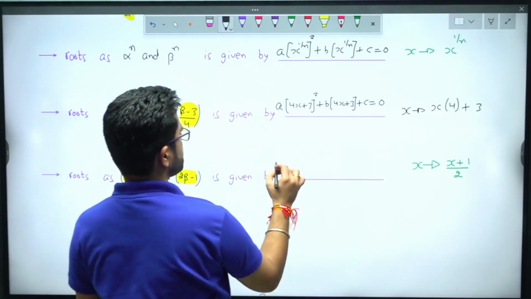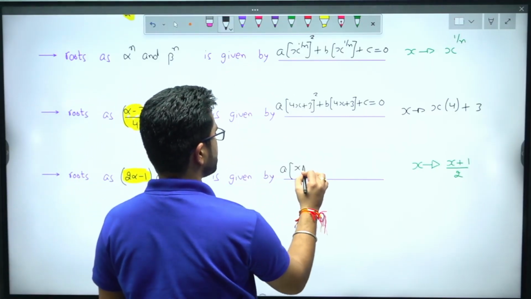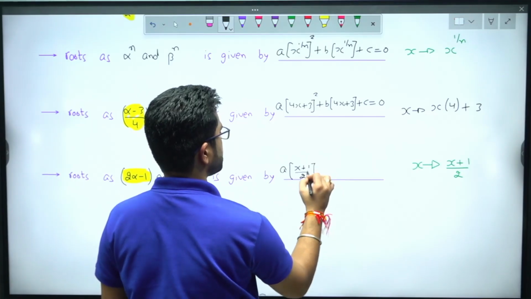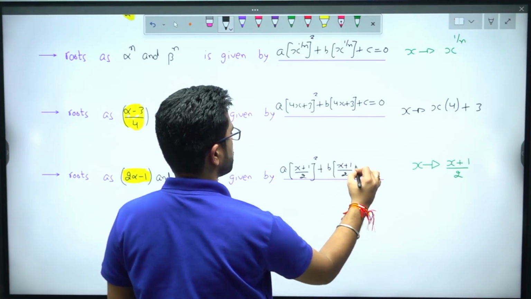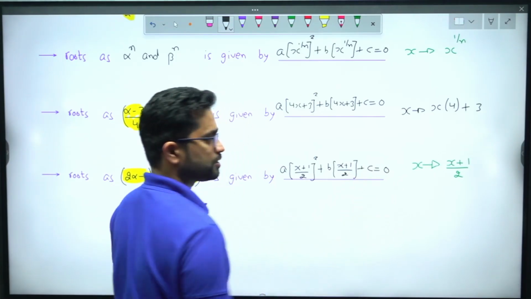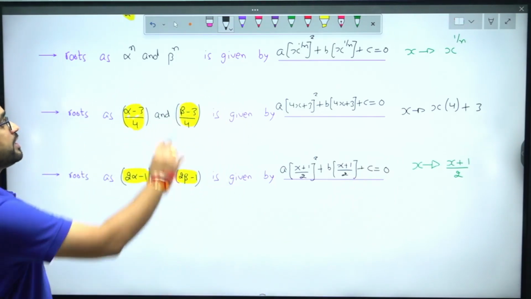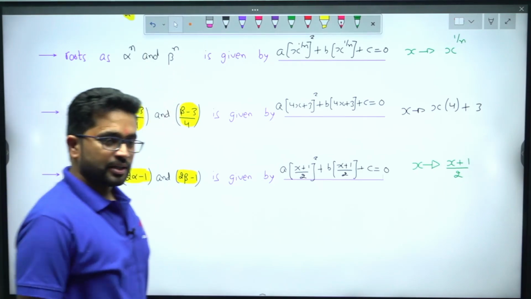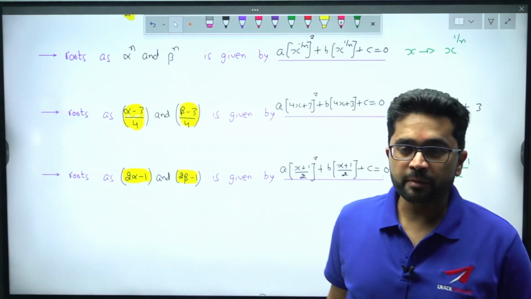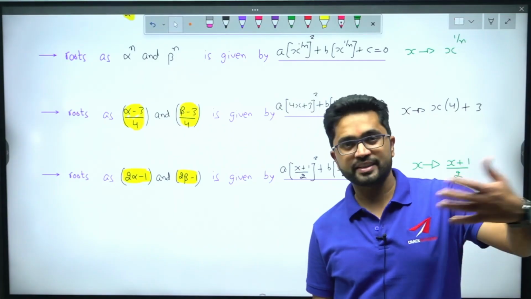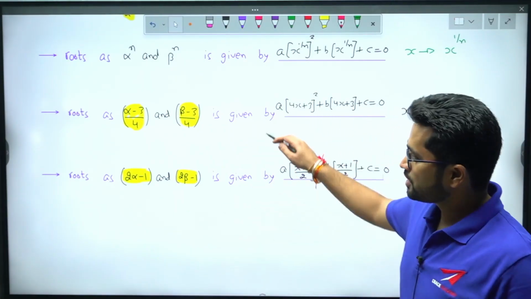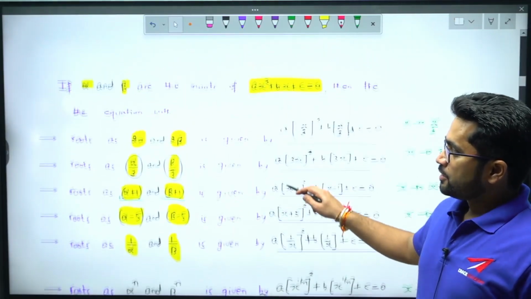So the required quadratic equation would be a times (x plus 1 by 2) whole square plus b times (x plus 1 by 2) plus c. That's it. So we have seen the variety where we can use the transformations. Alpha and beta are being modified uniformly. Then what would be the next equation whose roots are those modified roots? Please note down.